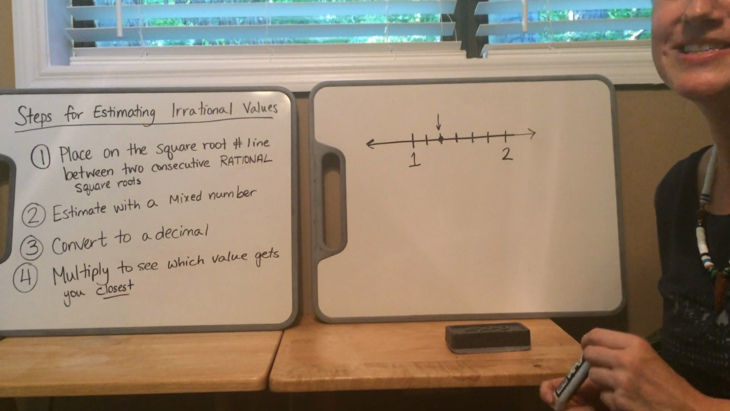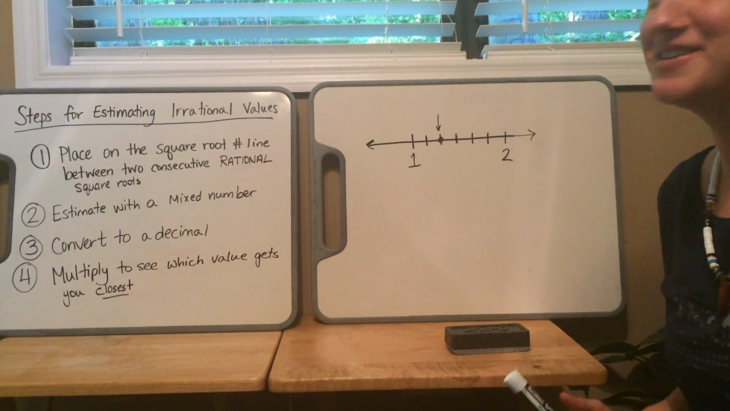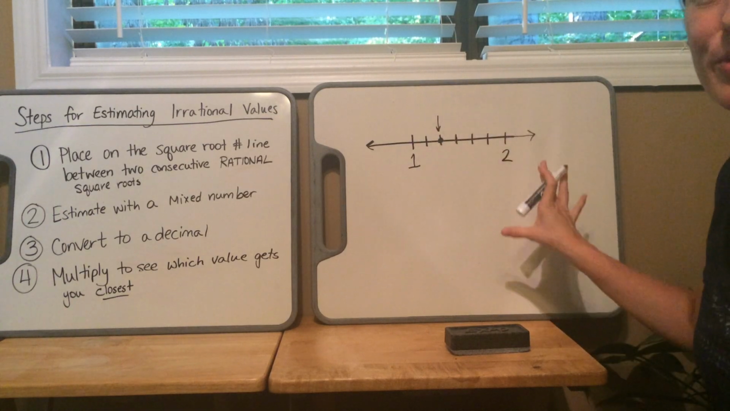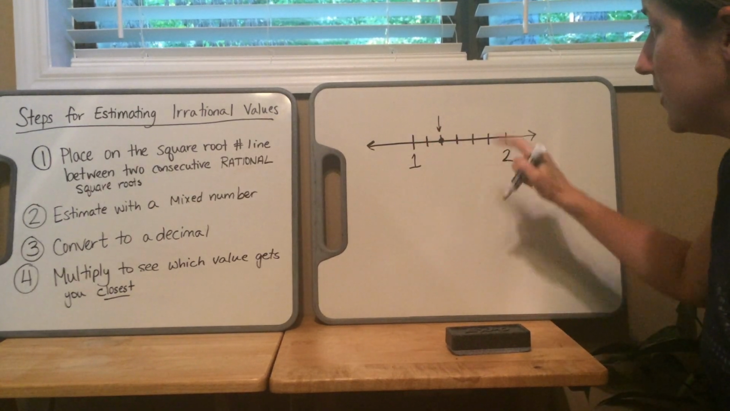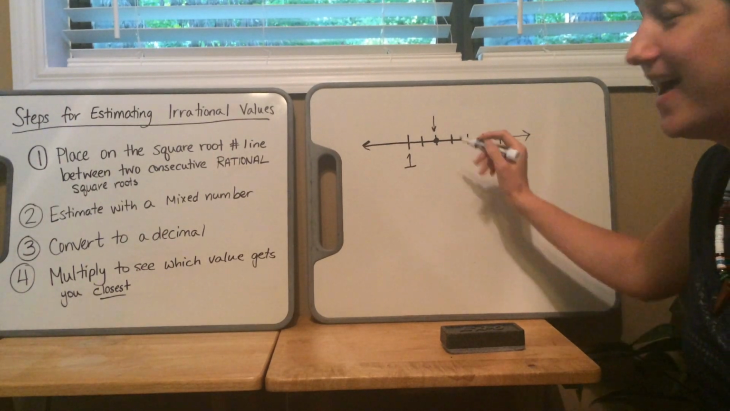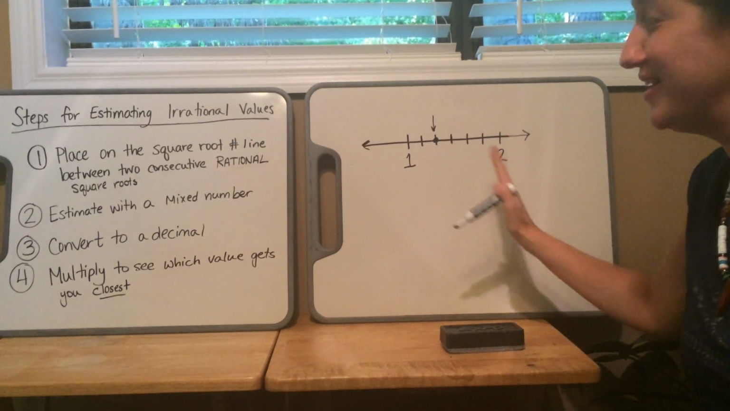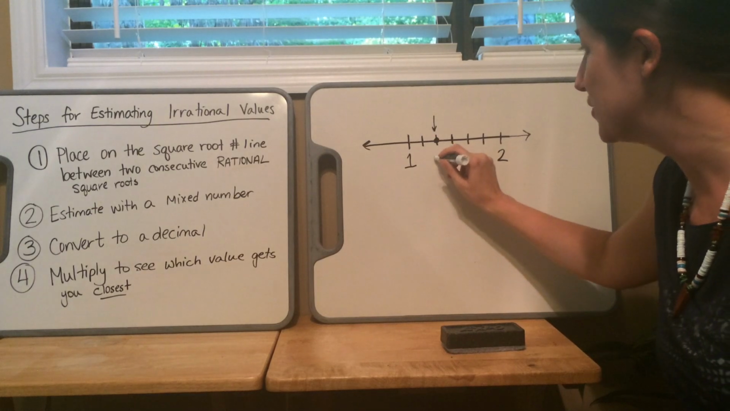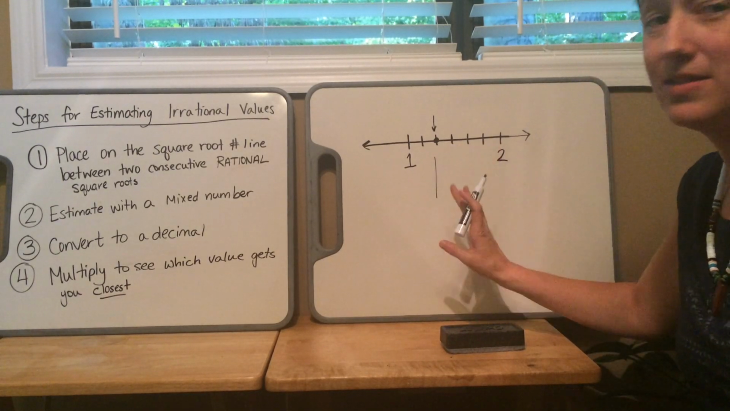Hi, we're here to estimate square root numbers. First, we're going to talk about just a review of how to read a number line. What if I wanted to determine what the value of this point is? I know it is between 1 and 2. I know it is greater than 1 and less than 2.